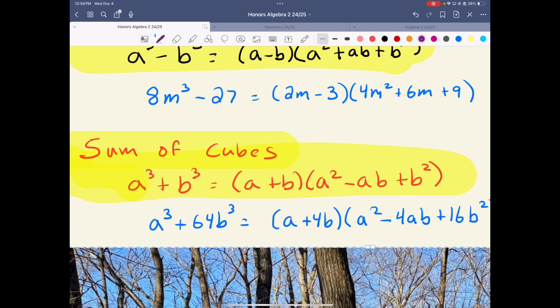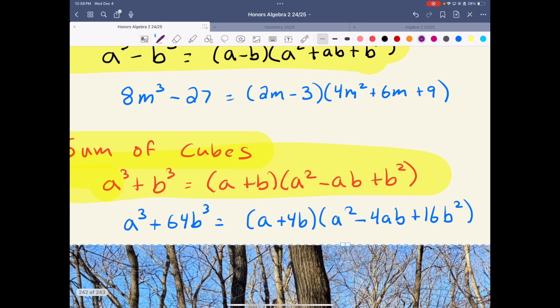So a sum of cubes looks something like this: a cubed plus 64b cubed. Cube root of a cubed is a. Cube root of 64b cubed is 4b. So that's our a plus 4b. And then if you have to write the a and the b down, I'll do that when I do the first example here in a second.